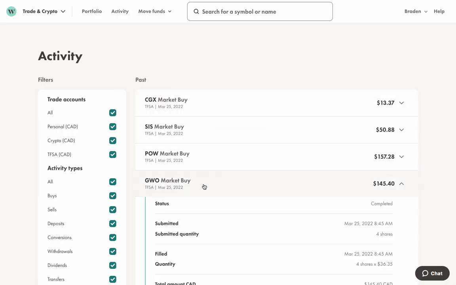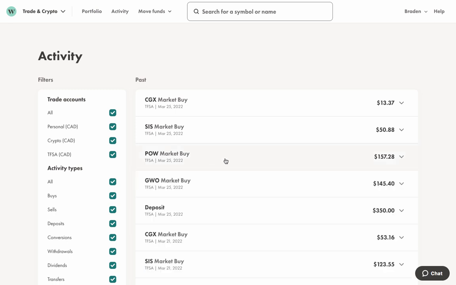So here we had Great West Life, about $150 there, about $150 into POW, about $50 into Savaria, and $13.37 for all my nerds out there. Nice. But yeah, I think just interesting.